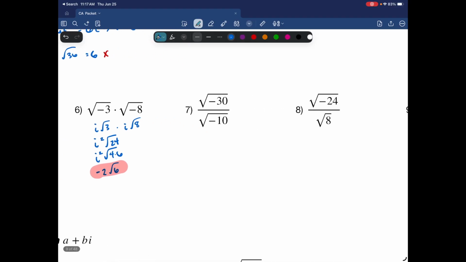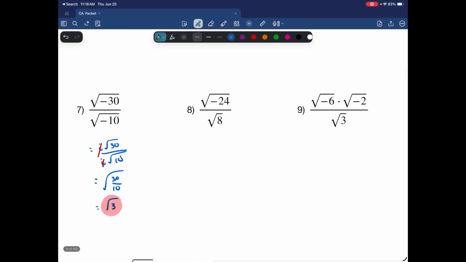Okay. As we stated, this is going to be i square root of 30 over i square root of 10. The i's cancel out. And so this is going to be the square root of 30 over 10, and then that's simply going to be the square root of 3. All right, here we have i square root of 24 over the square root of 8. So I can actually pull this i out and do 24 over 8 at this point. And so that would be i square root of 3.